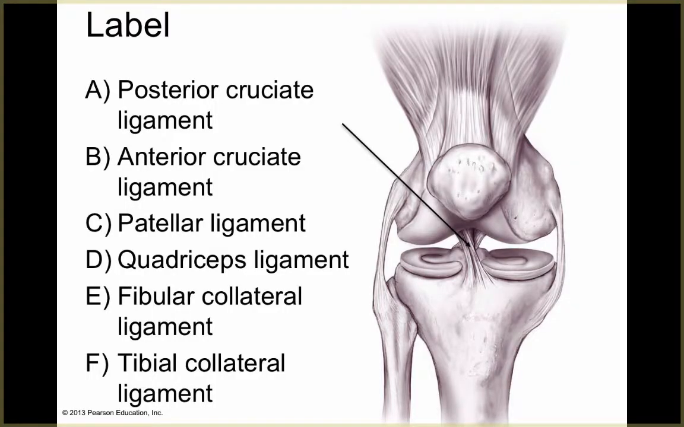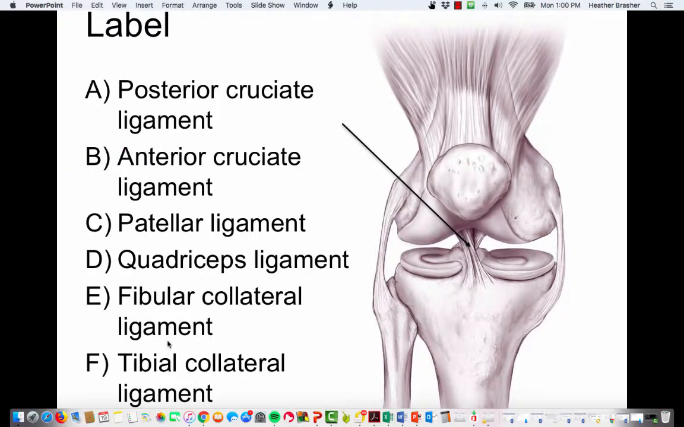So let's do these. Here's a few questions to see if you can label. And remember, you'll need to be able to do this in the lab as well. So if you look at this picture, which ligament is that? Hopefully you said the ACL. And just a reminder, you have to use anterior cruciate ligament. I will not accept ACL on any of your exams.